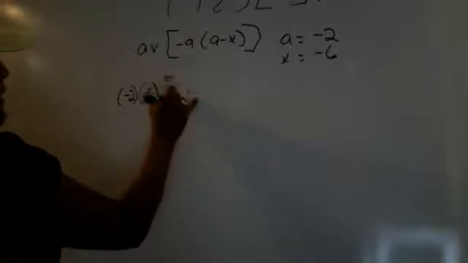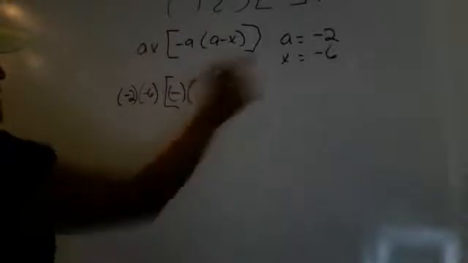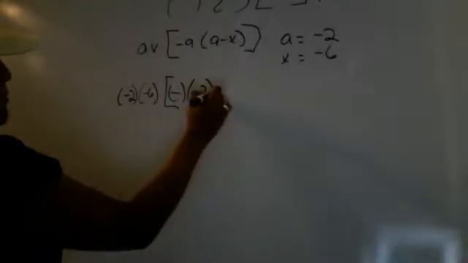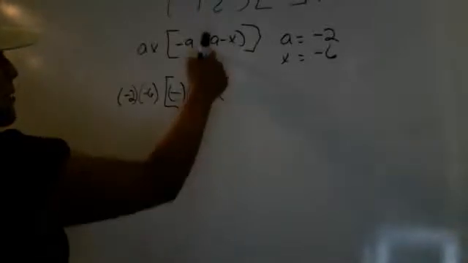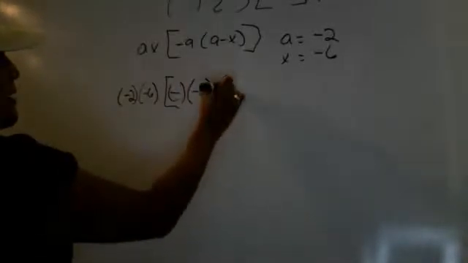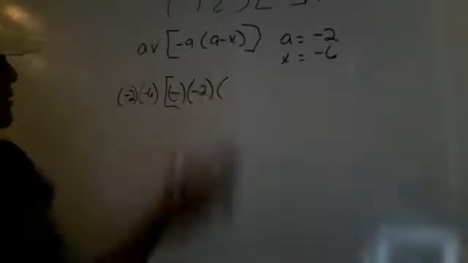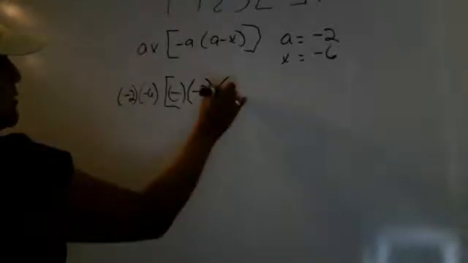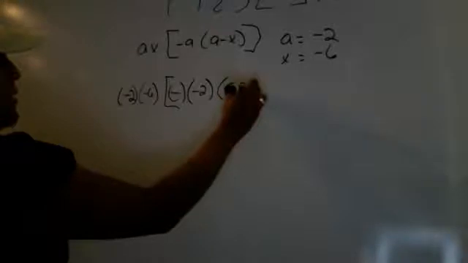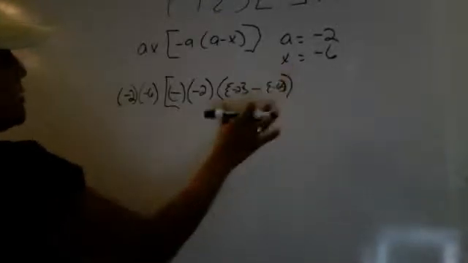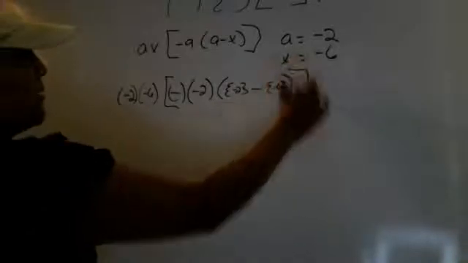Then I've got this negative here, and I can't forget. And what is a? It's -2. Then I've got this parentheses here, and what is a? So I'm going to put a baby little brace to know it's different, which is -2 minus, what is x? -6, and then parentheses, so they pair up together, and then my bracket.